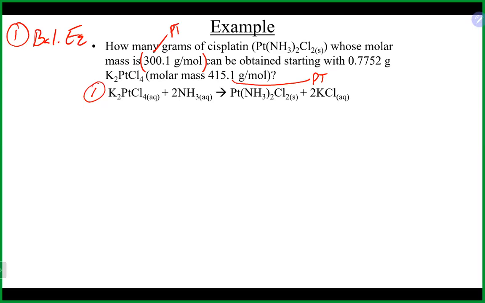The second thing is they really only gave us one piece of information, which is we are starting with 0.7752 grams of this compound, and we eventually want to figure out how many grams of our product we're going to produce. So the second step is to convert that into moles.